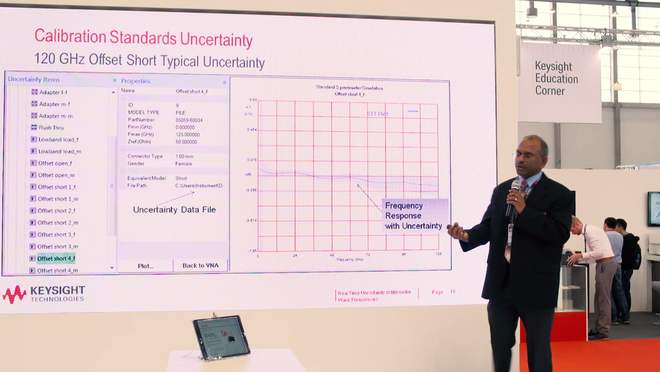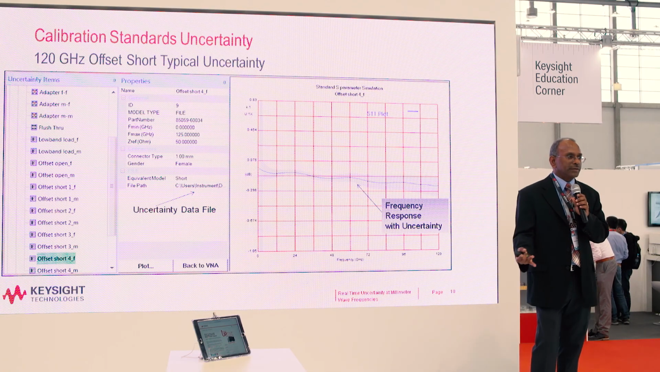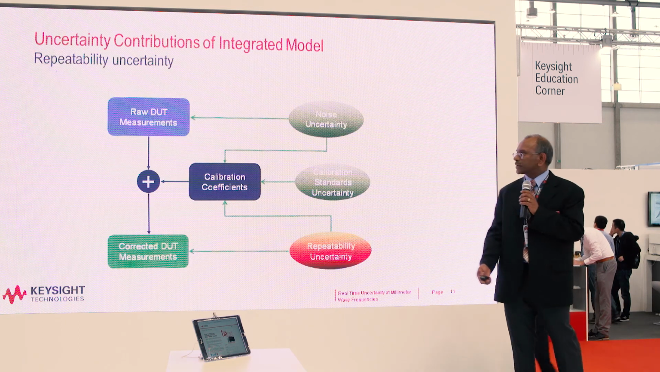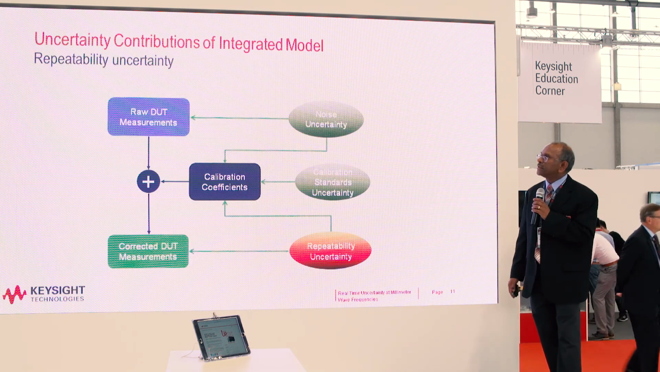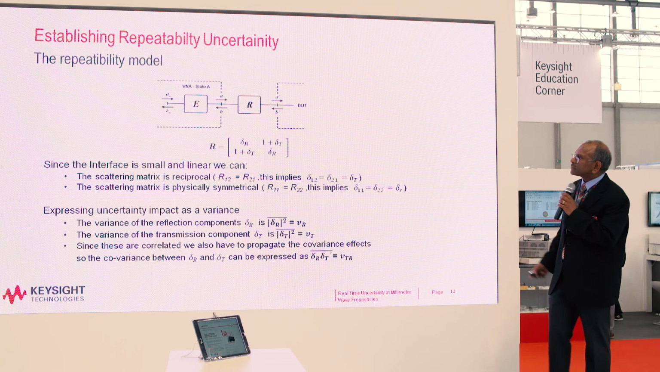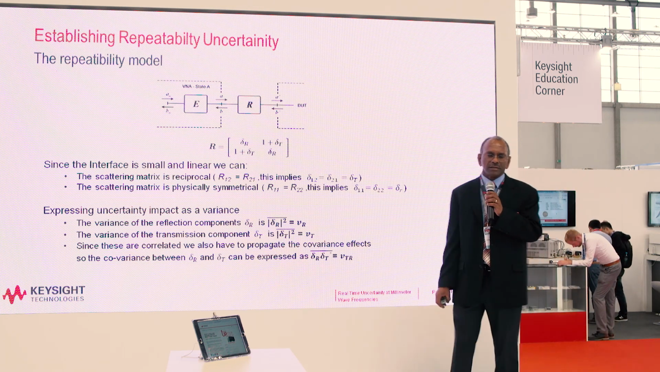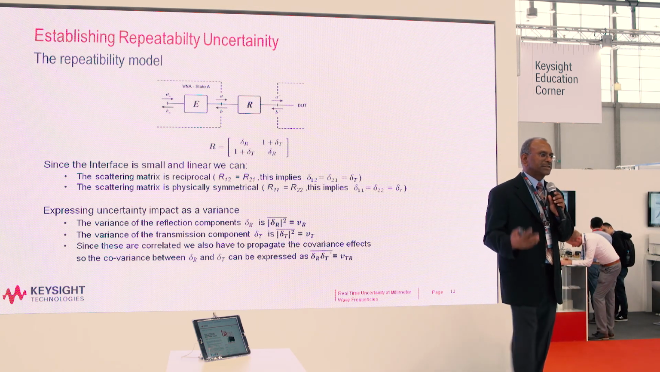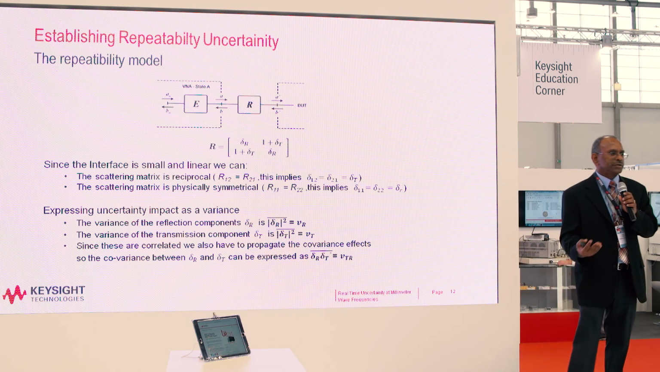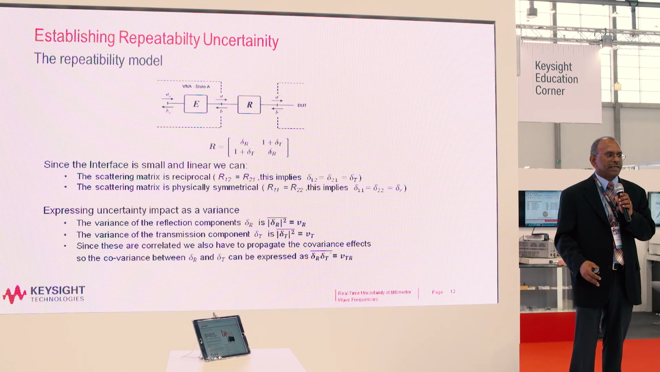So we got the noise, we got the uncertainty of the calibration kit. The repeatability of the connector is the next thing we look at. So we look at the repeatability. We basically model it as a two-port structure. In other words, it has an input and a transmission, and a reflection and transmission characteristics.